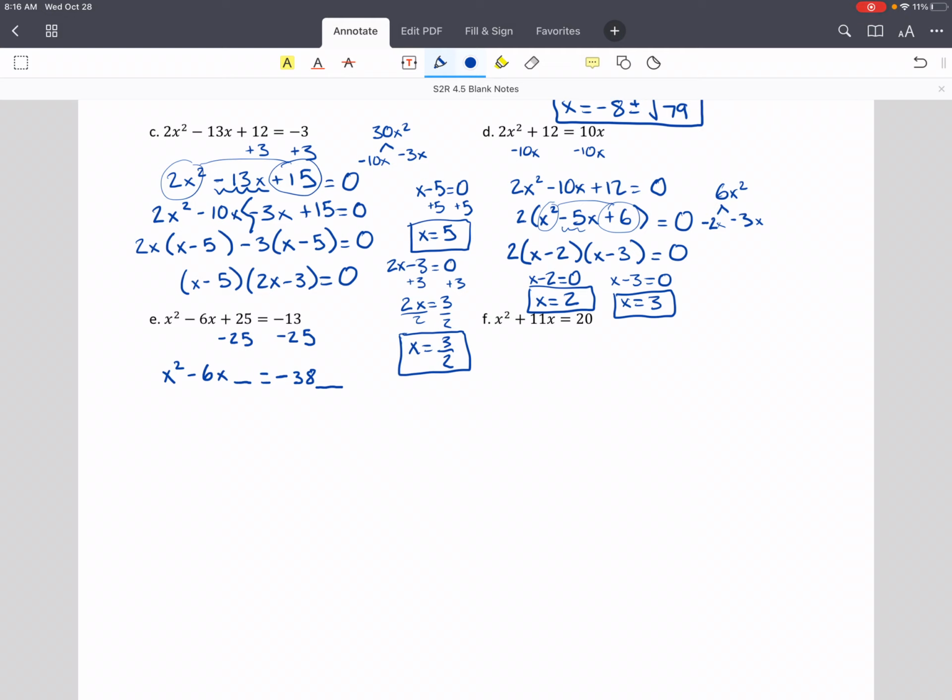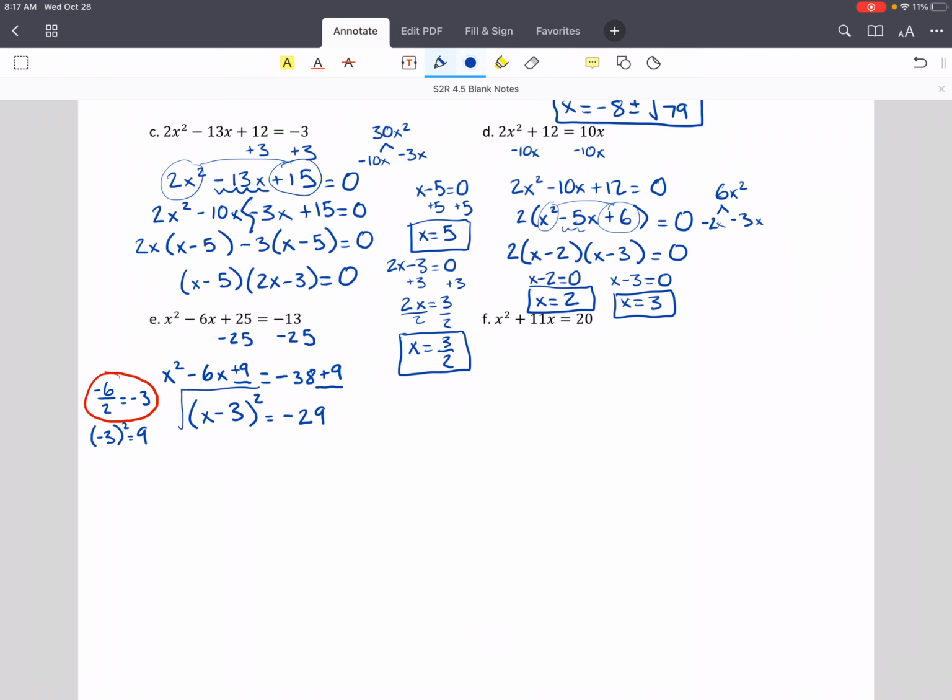Okay, so to find the value that completes the square, take -6 divided by 2 and get -3. -3 squared is 9. So add 9. So it should be -38 plus 9 is -29. Now that I have a perfect square trinomial on the left side, I can rewrite it as a squared binomial. That would be x minus 3. And just a reminder that minus 3 is coming from taking the middle term and dividing it by 2.